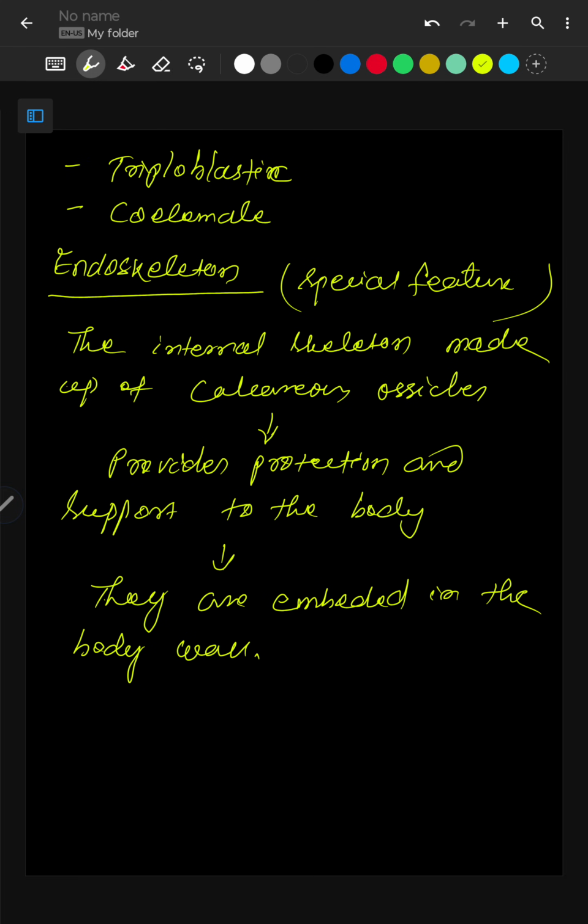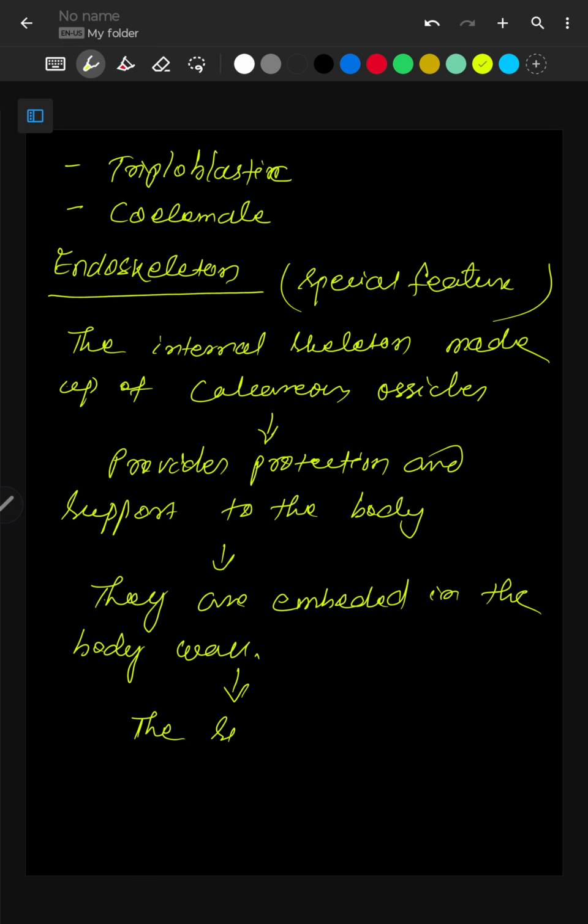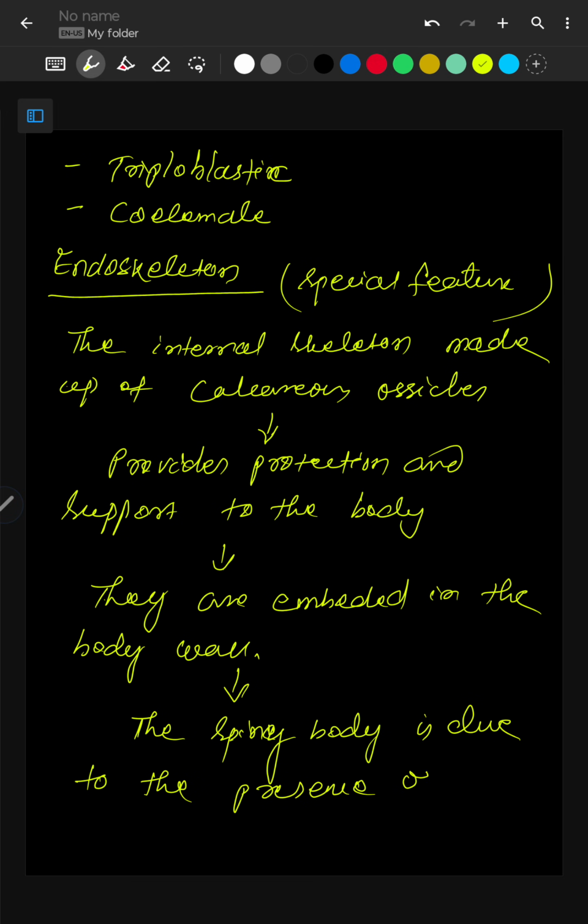Now come to the other characteristics. So the other characters, this is a special feature, remember children. So let me tell you here. The spiny body is due to the presence of this ossicle.